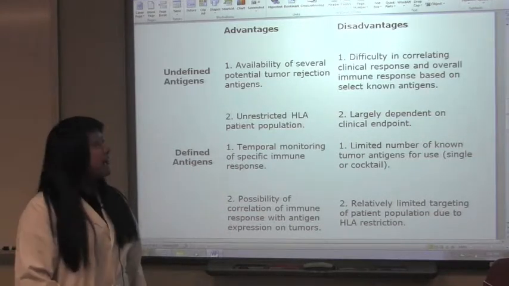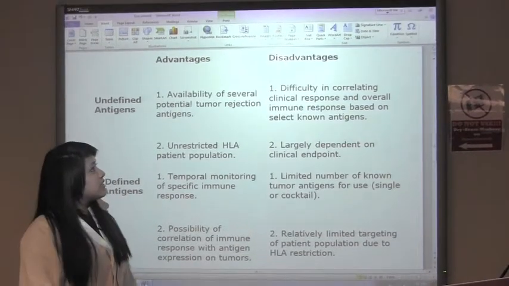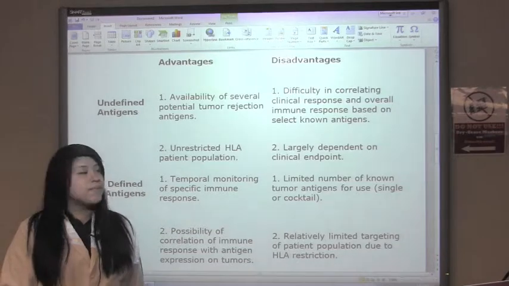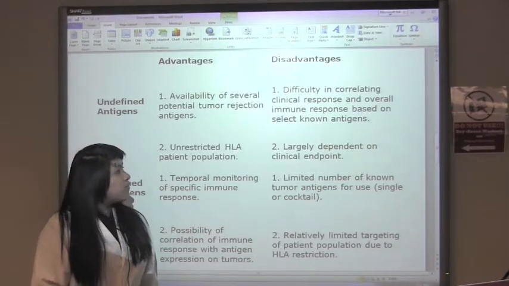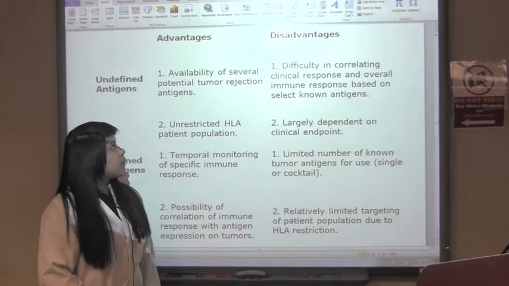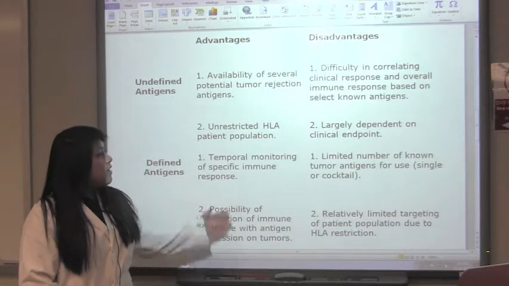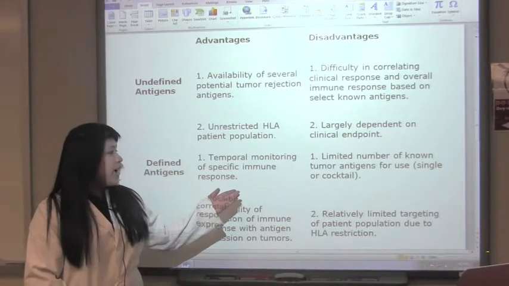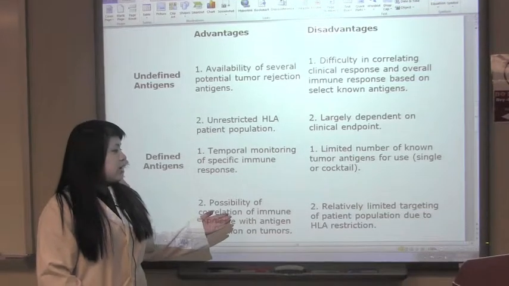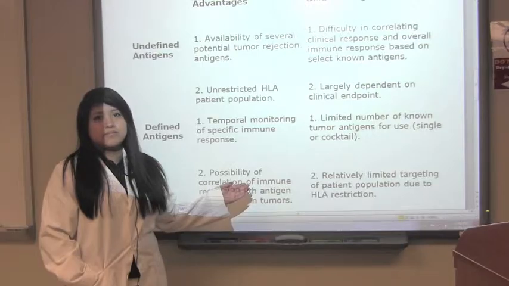Disadvantages for undefined antigens: they are difficult in correlating clinical responses and overall immune response based on select known antigens. Also, they are largely dependent on clinical endpoint. The 2 disadvantages for defined antigens are limited number of known tumor antigens for use and relatively limited targeting of patient population due to HLA restriction.